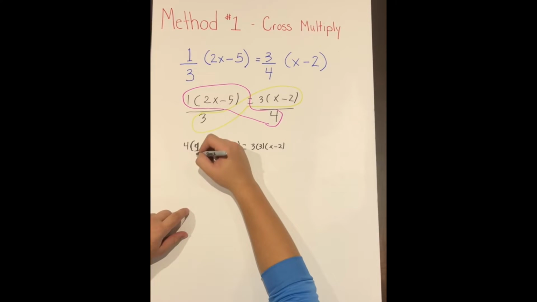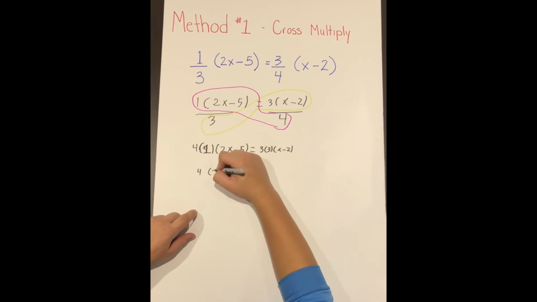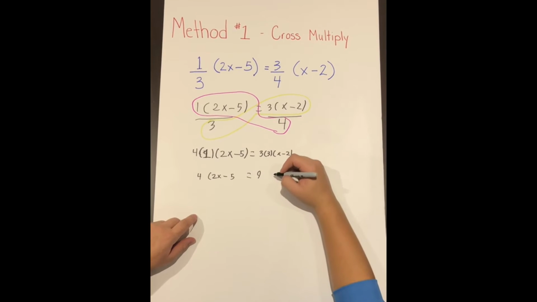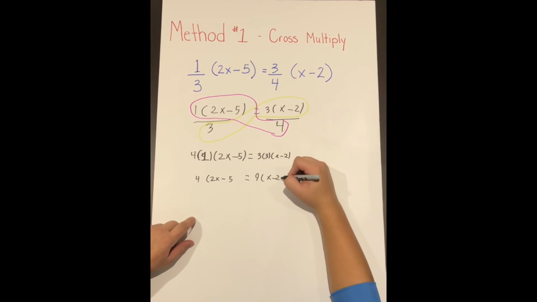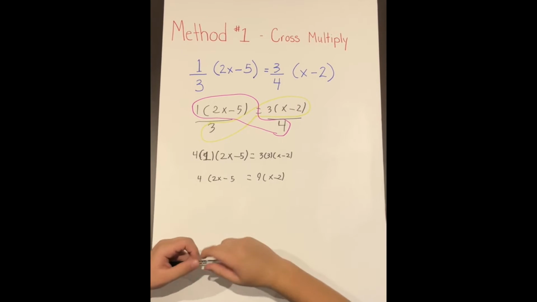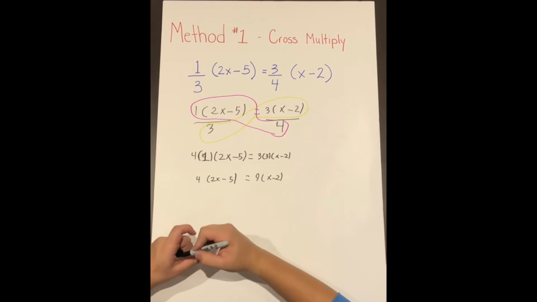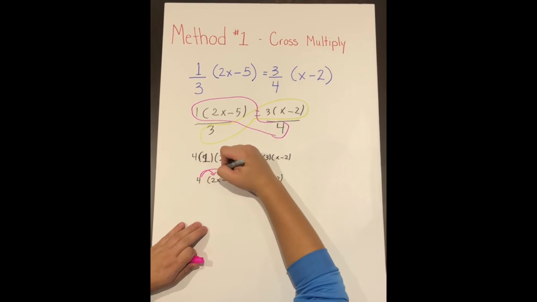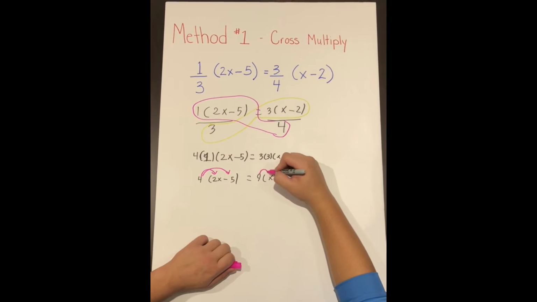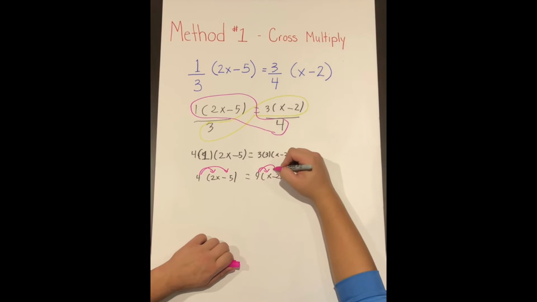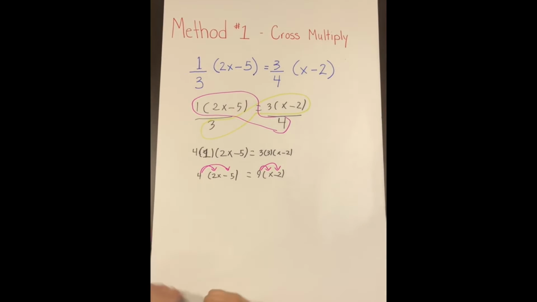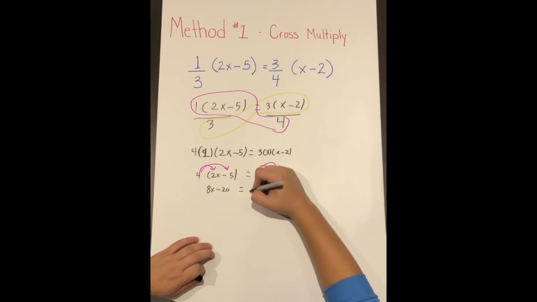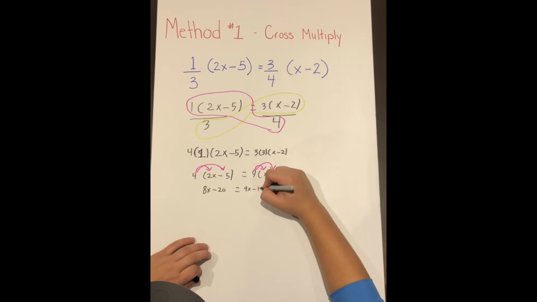So it would be 4 times 1, which is 4(2x - 5) = 3 times 3, which is 9(x - 2). After this, you have to do distributive property. It would be 4 times 2x and 4 times negative 5, and 9 times x and 9 times negative 2. This would equal 8x - 20 = 9x - 18.